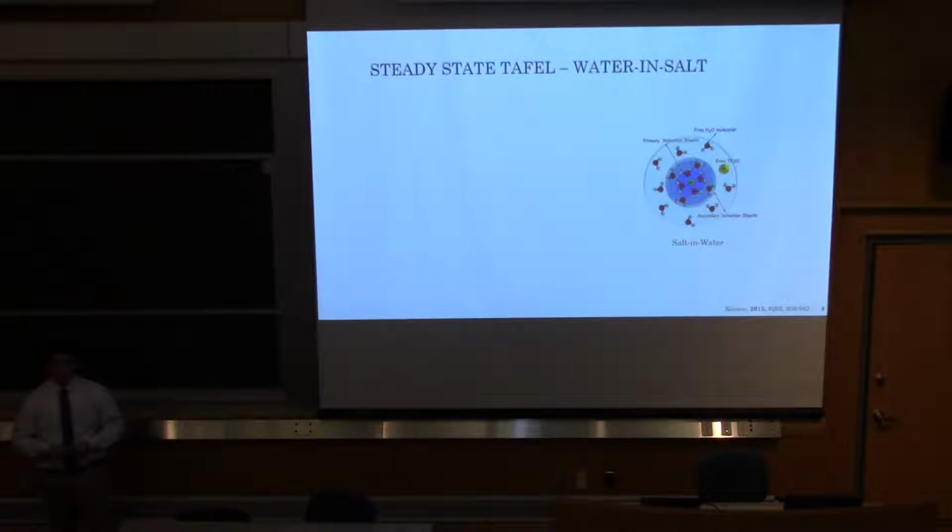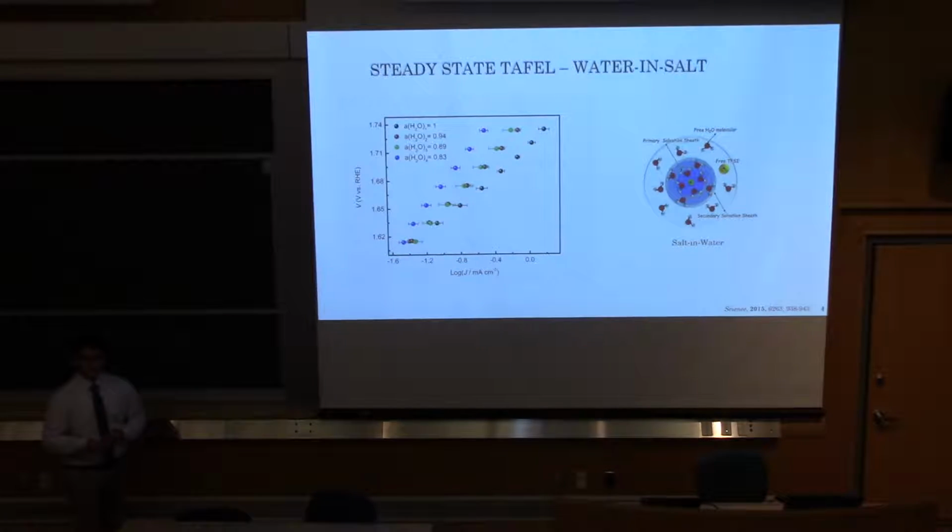So we utilize a water-in-salt method. By adding salt into water, you create this solvation sheath, which kind of traps water molecules around the cation of your salt. This lowers the water activity. And so the more salt you add, the lower water's activity.